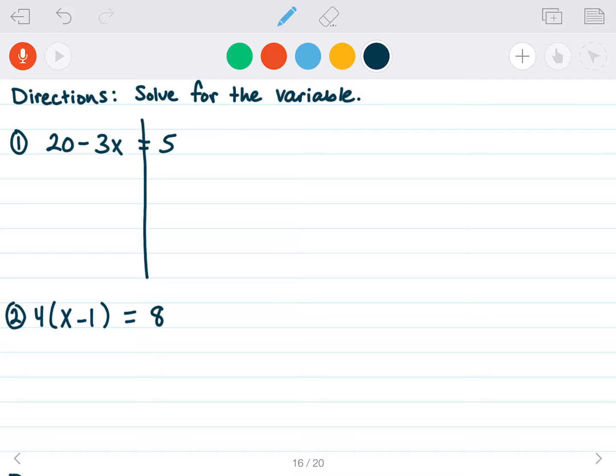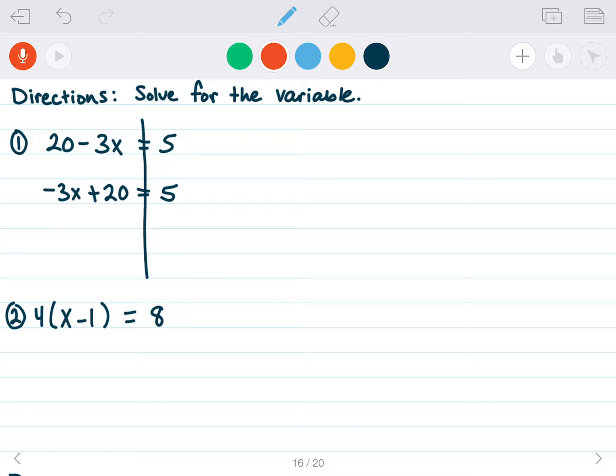So on the left side, you see the 20 is positive because there's an implied plus sign in front of the 20. You see the 3 is negative because there's a negative in front of the 3. So why not rearrange it to look like this? That's the same exact thing as above. All right? Same exact thing. So that looks better, doesn't it?